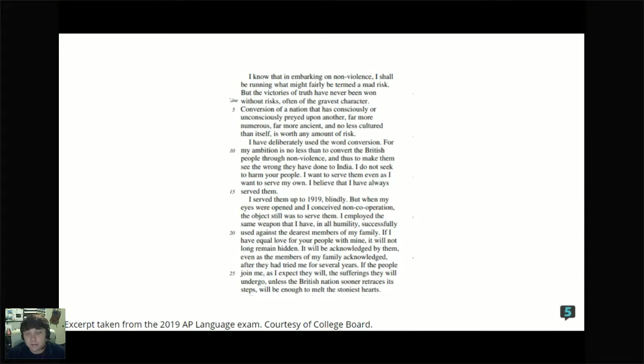I served them up to 1919, blindly. But when my eyes were open and I conceived non cooperation, the object was still to serve them. I employed the same weapon that I have, in all humility, successfully used against the dearest members of my family. If I have equal love for your people with mine, it will not long remain hidden. It will be acknowledged by them, even as the members of my family acknowledged, after they had tried me for several years. If the people join me, as I expect they will, the sufferings they will undergo, unless the British nation sooner retraces its steps, will be enough to melt the stoniest hearts.